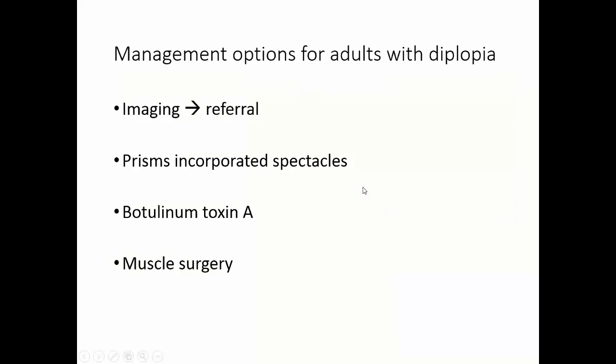Like the small children, you have to manage them early, but sometimes for adults with diplopia also you have to do something to correct diplopia. The most important thing is imaging and referring them to the neurosurgeons if necessary, neurologists if necessary, and also sometimes you can use prism incorporated spectacles, so that the prism will deviate the image, so the patient will not complain of diplopia.